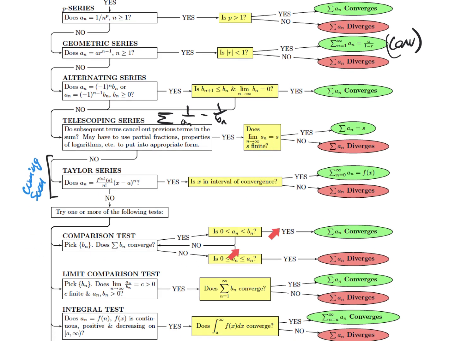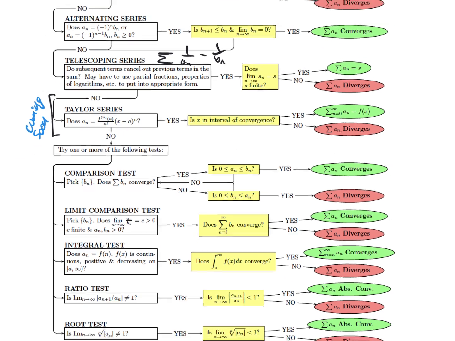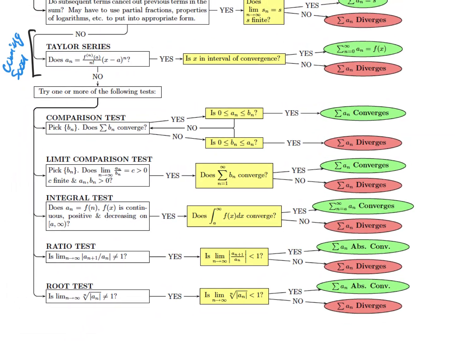How about the comparison test here? Can we compare it to something? If it doesn't match one of those special tests, we can see, all right, does it compare? So we find a b sub n, and if that b sub n is greater than the series we have, notice our series that we're looking at is a sub n. If we can find one that's bigger, and if this one converges, then we know that a sub n converges because this is the ceiling effect.